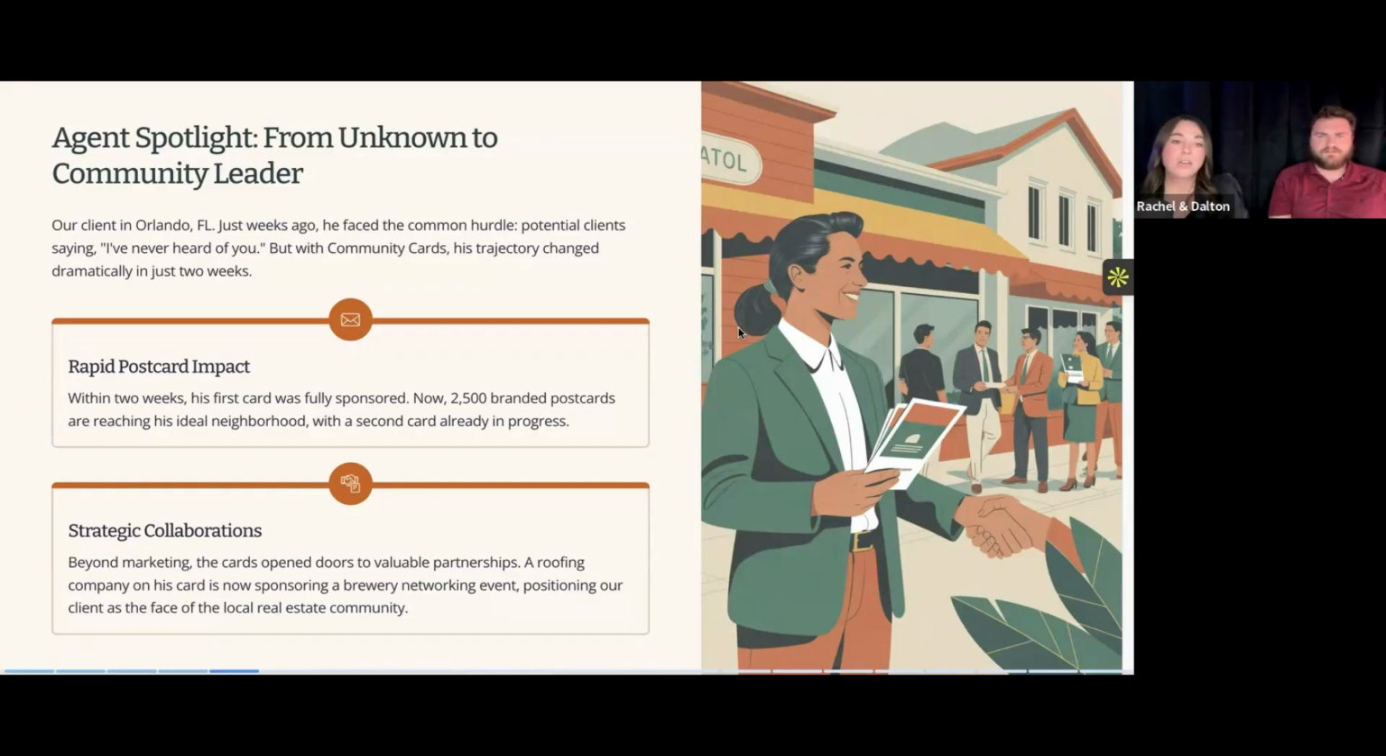Not only that, it also led to other collaborations. The roofing company that participated in his postcard is actually sponsoring a brewery networking event for realtors, with our client being the face of it because he really loved what he was doing with these shared postcards. It really landed him a lot of ways to get himself out in front of people, and past the postcard, it helped with creating relationships and helping one another.